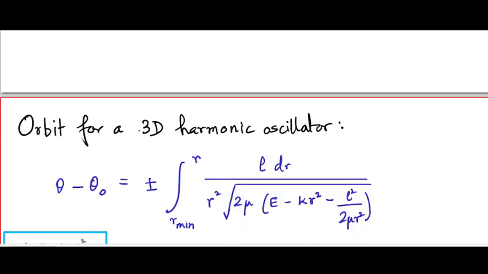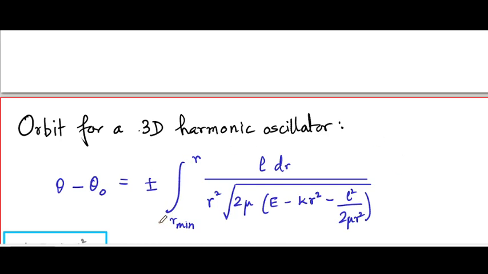The other problem that we are going to solve using the same method is the problem of the 3D harmonic oscillator. And it should be pretty obvious to you by now, especially if you have listened to the last lecture, that the procedure involved will be almost the same. So I have just written down the basic expression here. Theta minus theta 0 is going to be this integral.